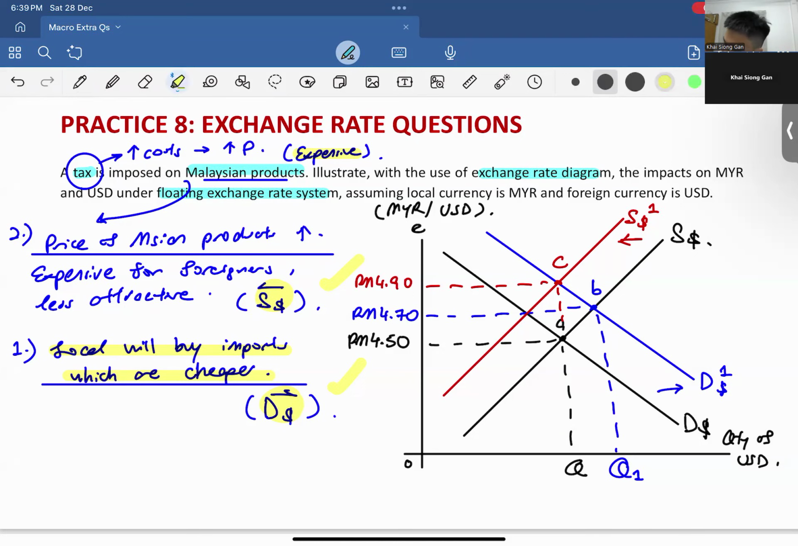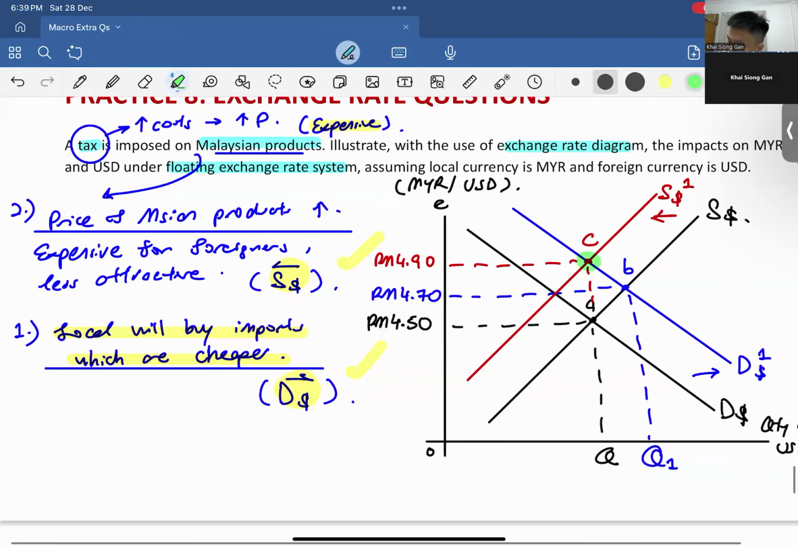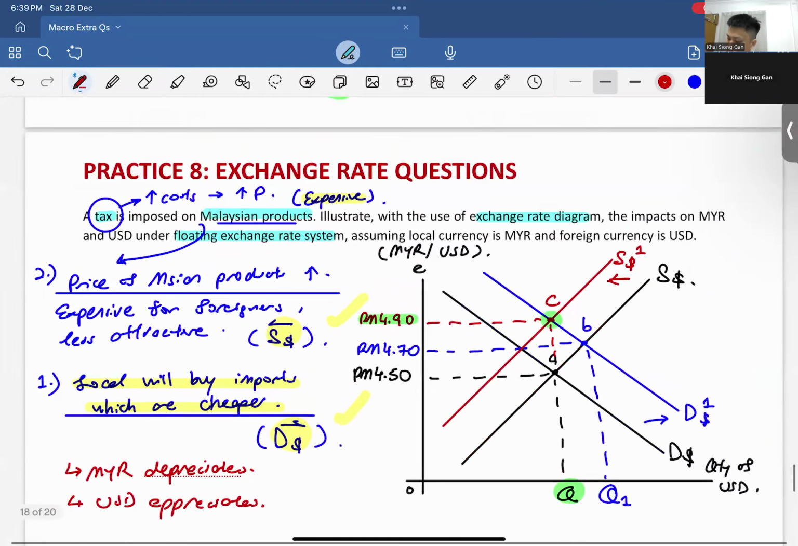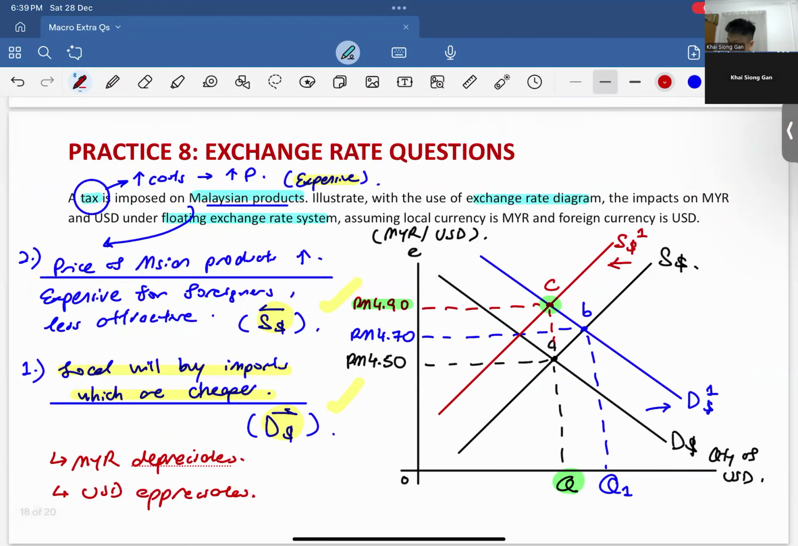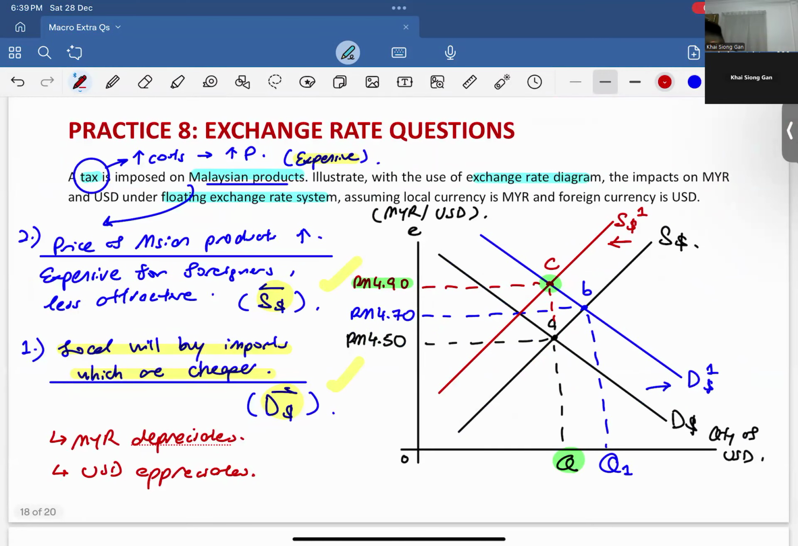So what can you observe over here? You see, it doesn't matter which one you draw first. At the end, you get the same outcome. Go to this point C, at $4.9 per US dollar at this quantity. So what does it mean then? Final outcome, Ringgit Malaysia depreciates and US dollar appreciates. So there's the outcome.